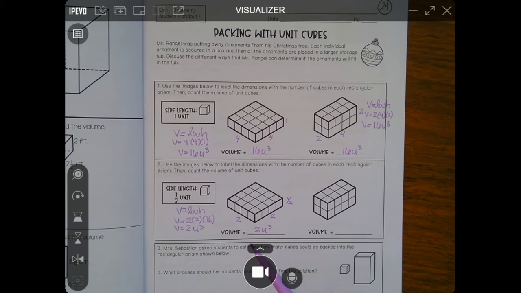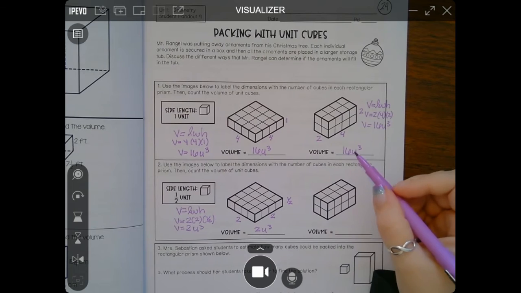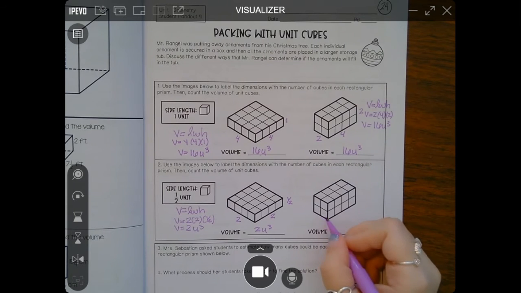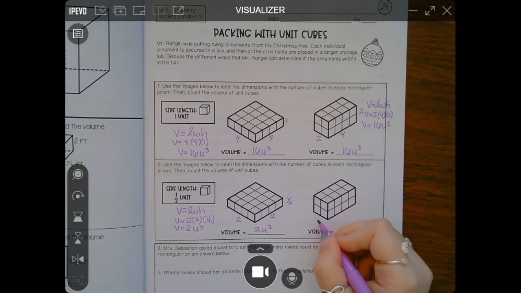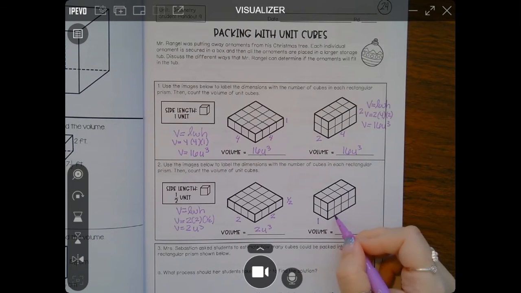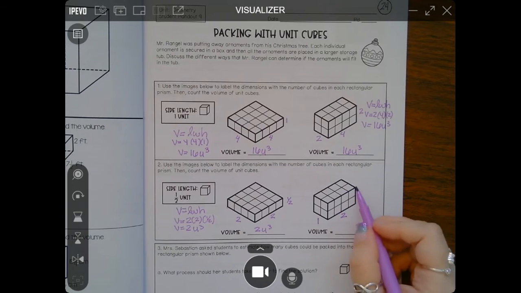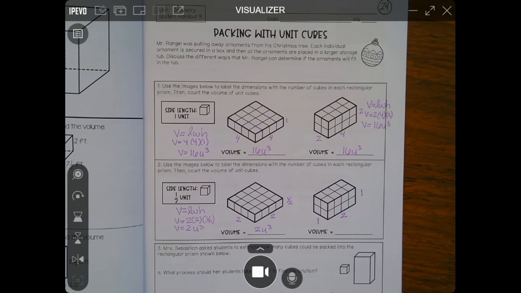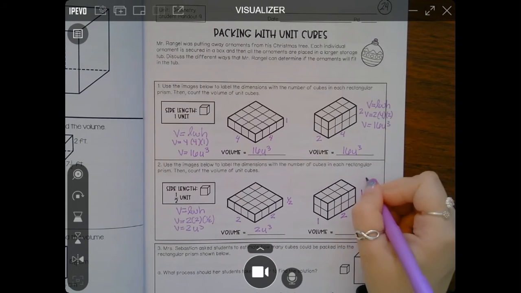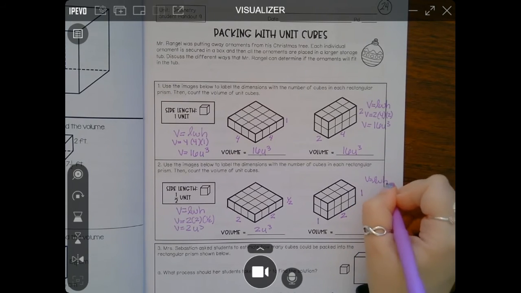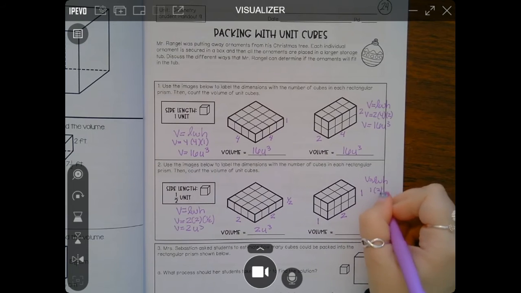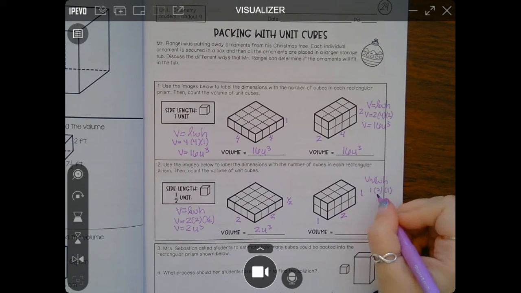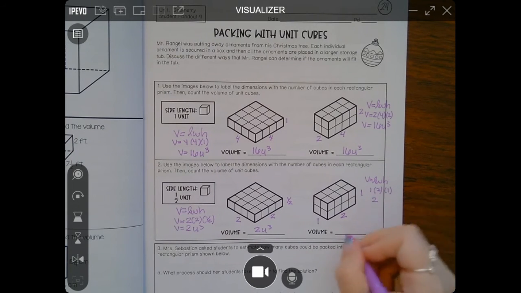That trick doesn't work. Okay, so for this one, it looks like it's 2, but each one's representing a half, so it's really only 1. And this guy's 4, well, half of 4 is 2. And this guy's 2 tall, but half of 2 is really only 1. Okay, so then when I go to figure out this volume, length times width times height, you have 1 times 2 times 1. Well, 1 times 2 is 2. 2 times 1 is still 2. So this is 2 cubic units.